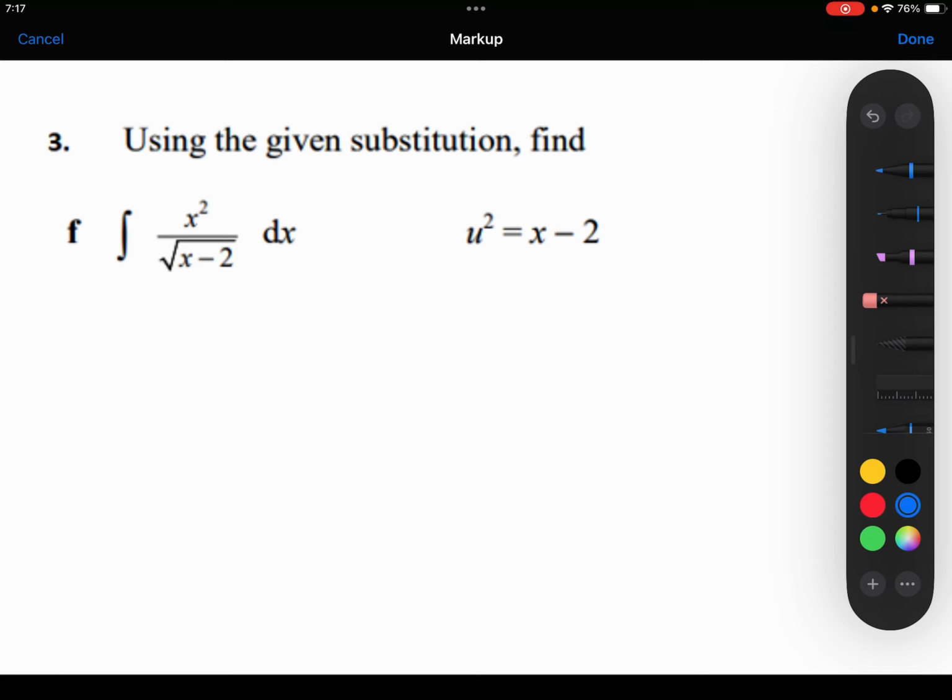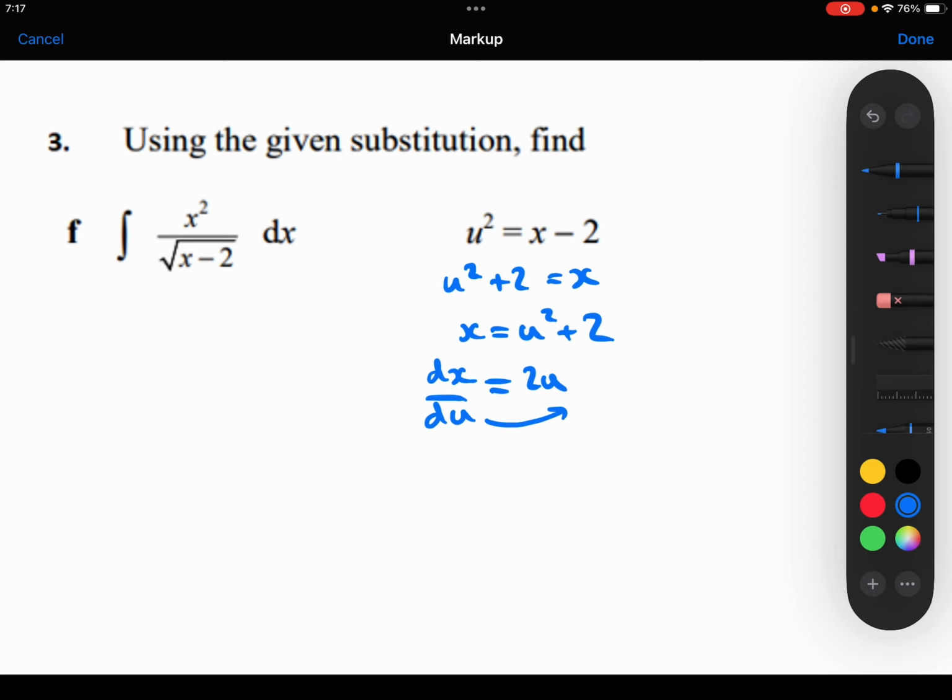Instead, if I add 2 to both sides, then I've got x as a nice simple function of u, which is much nicer to differentiate. There's no square root, so there's no negative powers or anything like that. Much neater, much tidier. So differentiating x with respect to u, the u squared will just differentiate to be 2u. The 2 will differentiate to be 0.